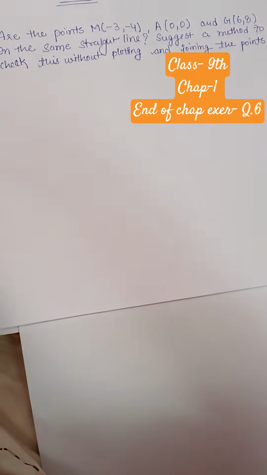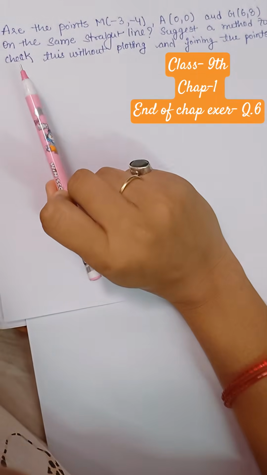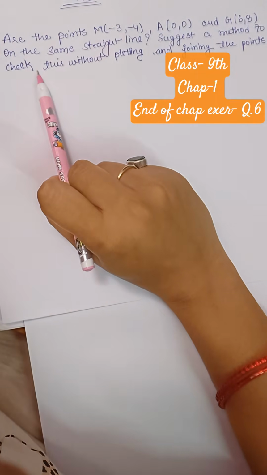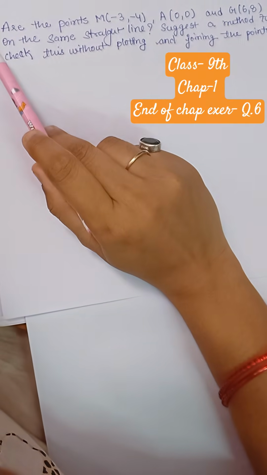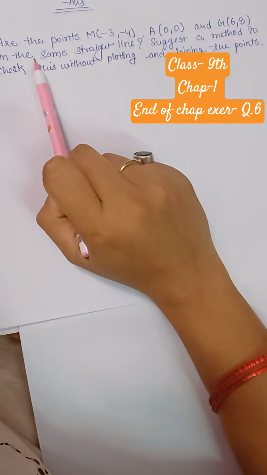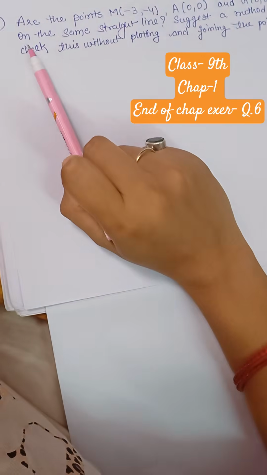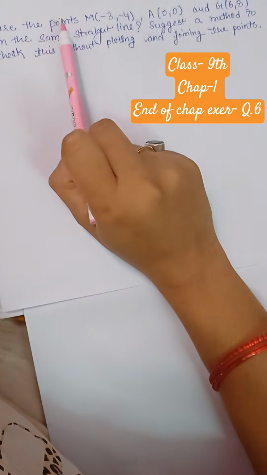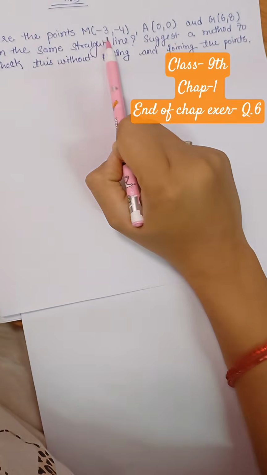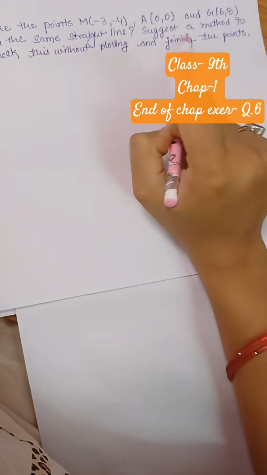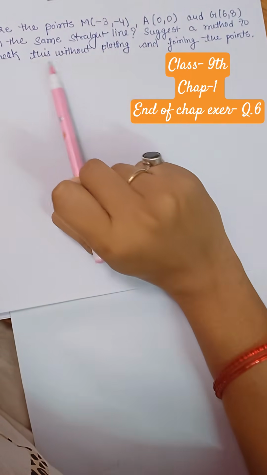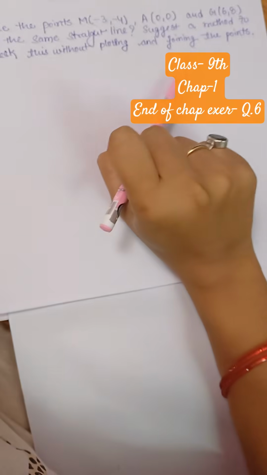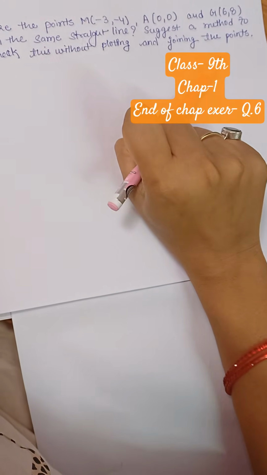Hello students. So this is the class 9 chapter 1, Orienting Yourself: The Use of Coordinates, and we are going to cover end of chapter exercises, and here we have question number 6. Are the points M, A and G on a straight line? Suggest a method to check this without plotting and joining the points.